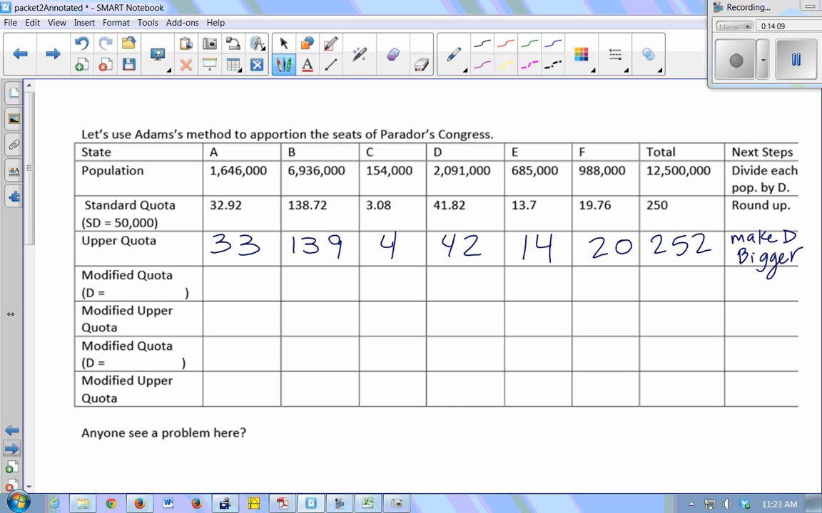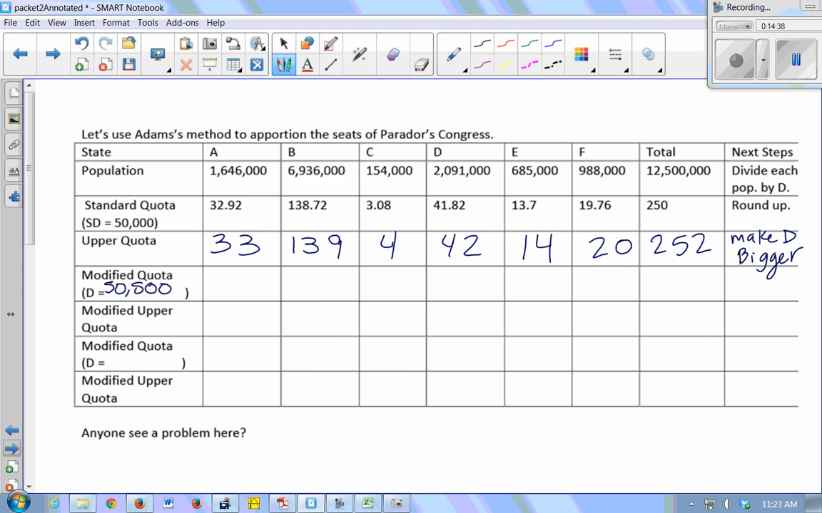Okay, so let's pick a modified quota that's a little bigger than 50,000. What number would you like to try? 55,000? 50,500? Okay, why is that a good guess? Too much at a time. Yeah. A little bit more. We're not that far off. Yeah, we're only two above what we need to be.